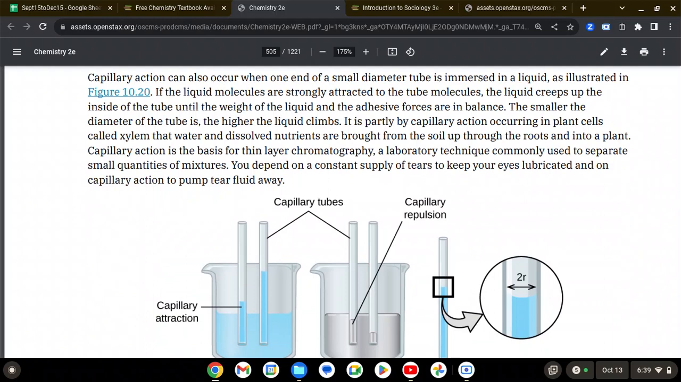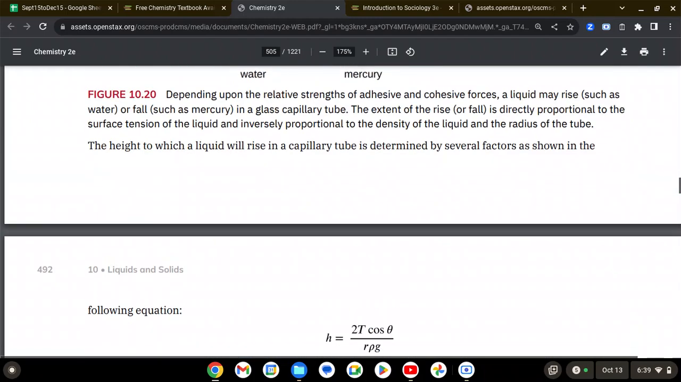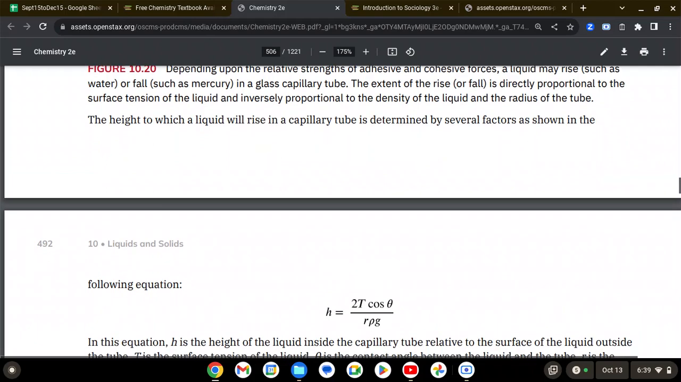It is partly by capillary action occurring in plant cells called xylem that water and dissolved nutrients are brought from the soil up through the roots and into a plant. Capillary action is the basis for thin layer chromatography, a laboratory technique commonly used to separate small quantities of mixtures. You depend on a constant supply of tears to keep your eyes lubricated and on capillary action to pump tear fluid away.